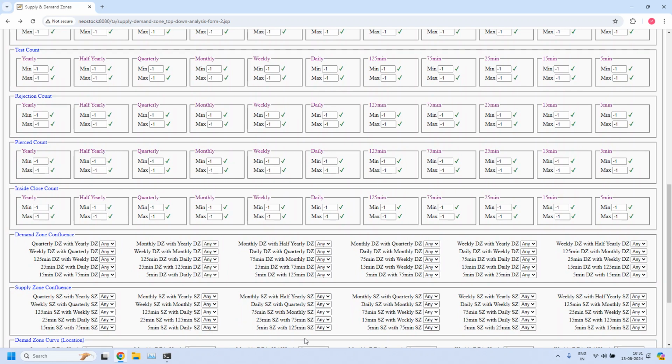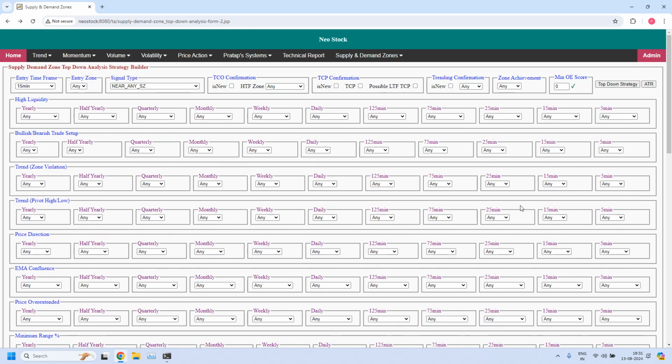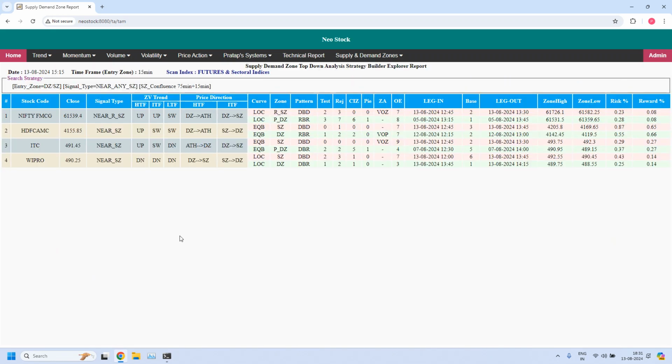So let's look for 15 minutes supply zone confluence with 75 minutes supply zone. Let's enable this. Now 4 stocks are filtered from 9, and these supply zones are having confluence with 75 minute zones.